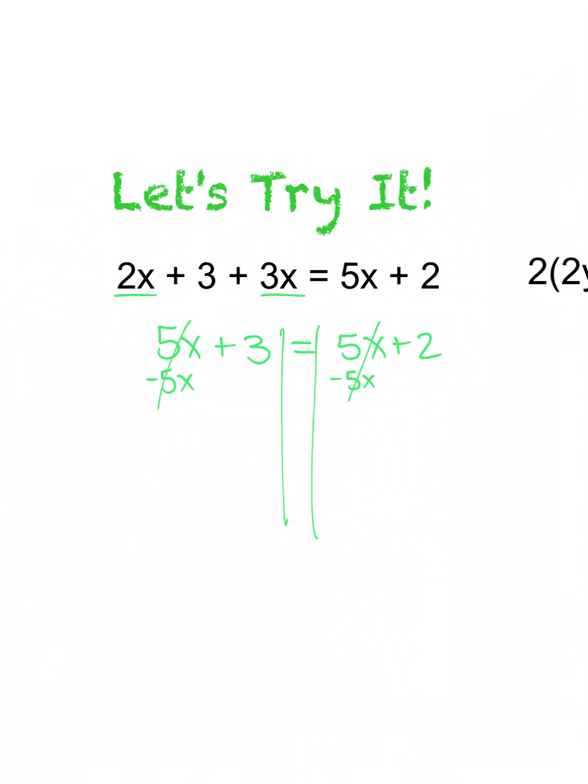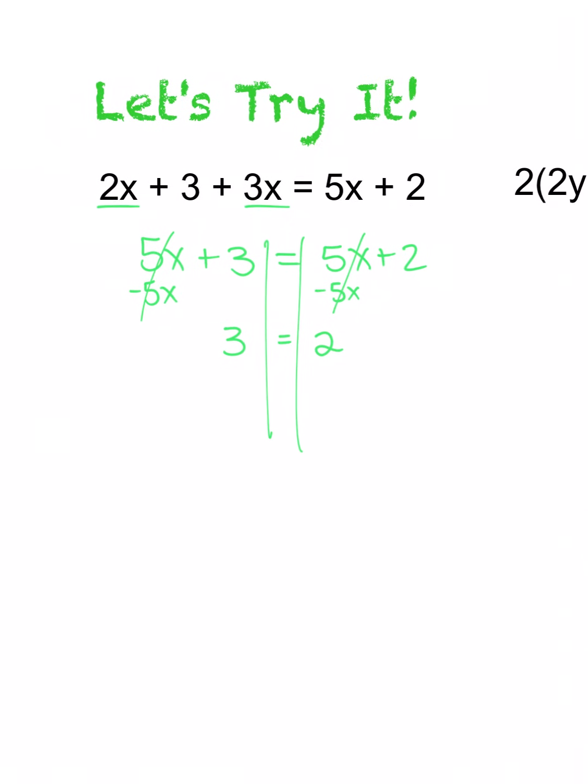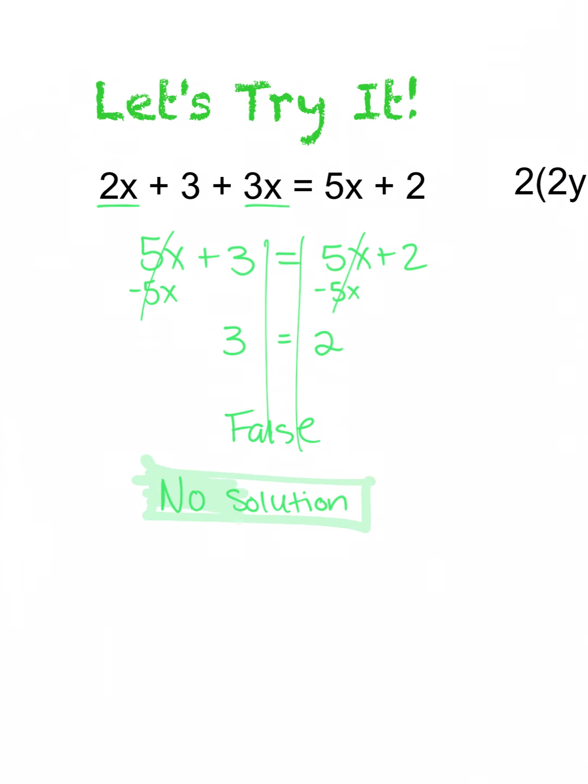Notice the 5x's cancel again because 5x minus 5x is just 0. And I'm left with 3 is equal to 2. So you have to ask yourself, does 3 equal 2? No, this is false. So therefore, our answer is no solution. So this is what you would put as your answer right here. No solution.